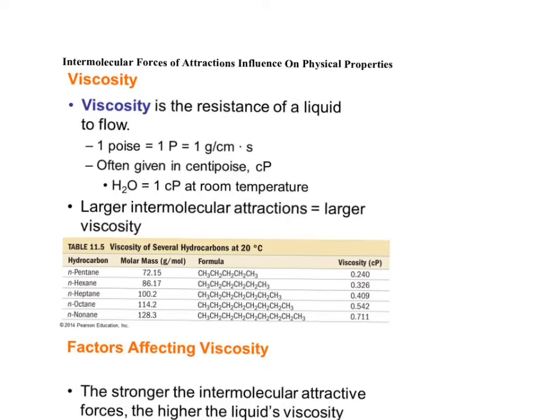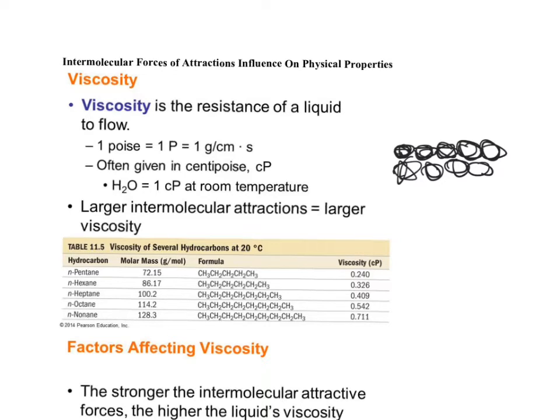So viscosity has a similar kind of thinking as surface tension. Surface tension is the resistance to increasing the surface area, whereas viscosity is the resistance to a liquid's flow. And if you think about it, in order for a liquid to flow, let's just draw these. Let's say we have these molecules here, and then we have another set of molecules, and maybe they're interacting in a liquid.